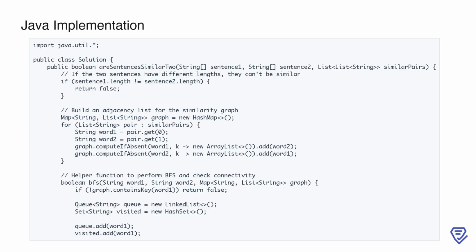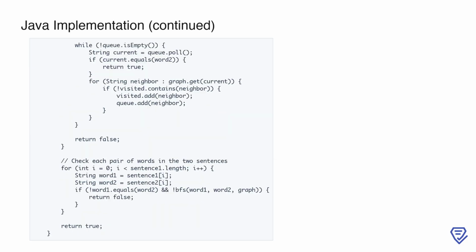Next, we construct an adjacency list to represent the similarity graph. This graph will map each word to a list of words it is directly similar to. For each pair in the given list of similar pairs, we establish bidirectional connections by adding each word to the other's adjacency list. This adjacency list will allow us to traverse through the graph and determine connectivity between words. Finally, we define a helper function BFS to perform a breadth-first search, which will be used to check whether two words are connected within the graph. The BFS function is implemented to determine if there's a path between two words in the similarity graph.